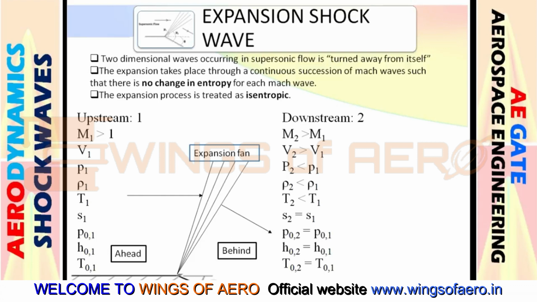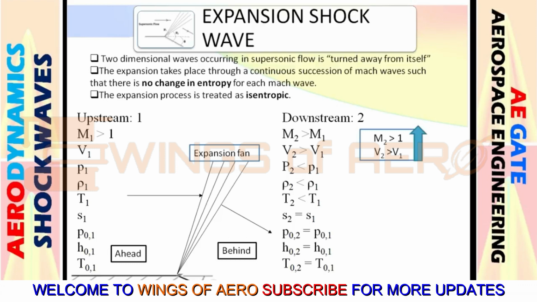So let's see what is the change in properties in the expansion shock wave. See here what is happening, the Mach number across the expansion shock wave increases and the velocity also increases. Then the static pressure, static density and static temperature decrease, whereas on the other hand oblique and normal shock waves have the reverse process.